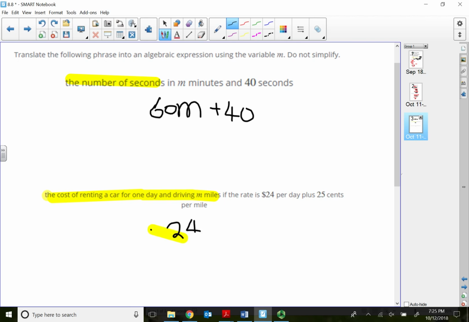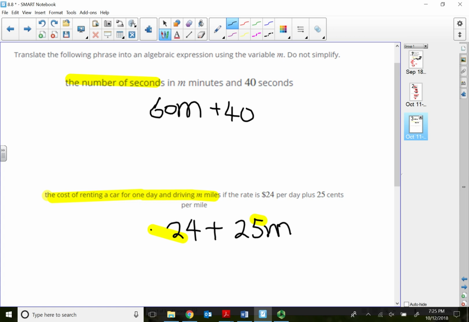So everything is going to be representing money, cost, plus, all right, plus $24 no matter what, plus 25 cents per mile. So if I'm driving 10 miles, that will be 25 cents times 10 miles, right? If I'm driving 100 miles, that will be 25 cents times 100 miles. So if I'm driving n miles, that will be 25 cents times n miles.